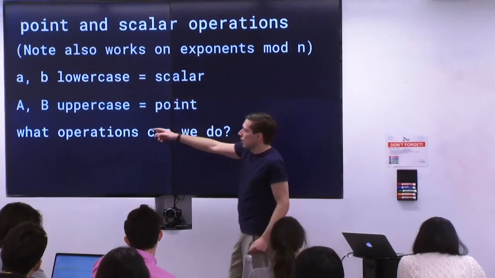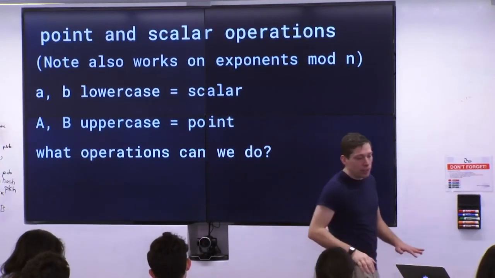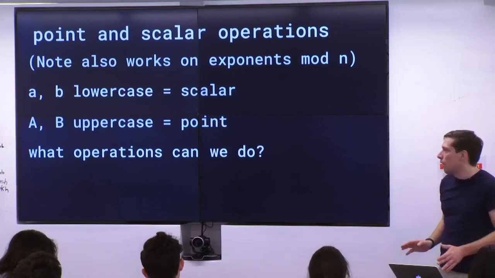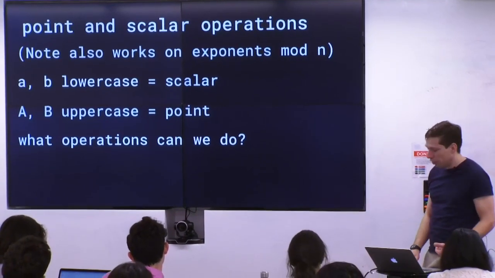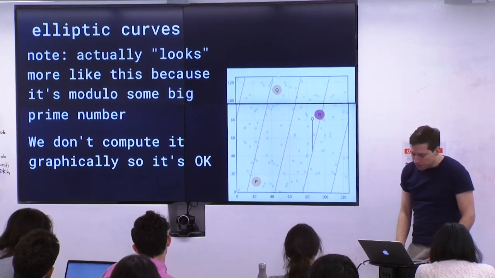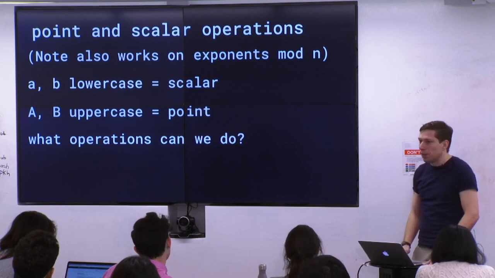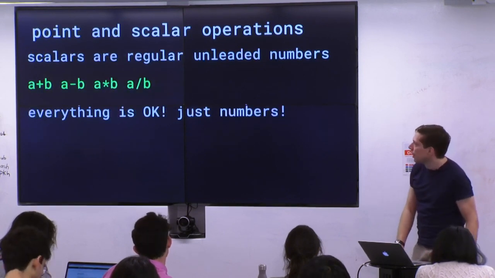The uppercase A and B will refer to points on the curve. So from now on, lowercase is a regular number, and uppercase is a point on this curve, or a point on this mashed up thing that we still call a curve. I'll go through what operations we can do, and then we can see what use those have.